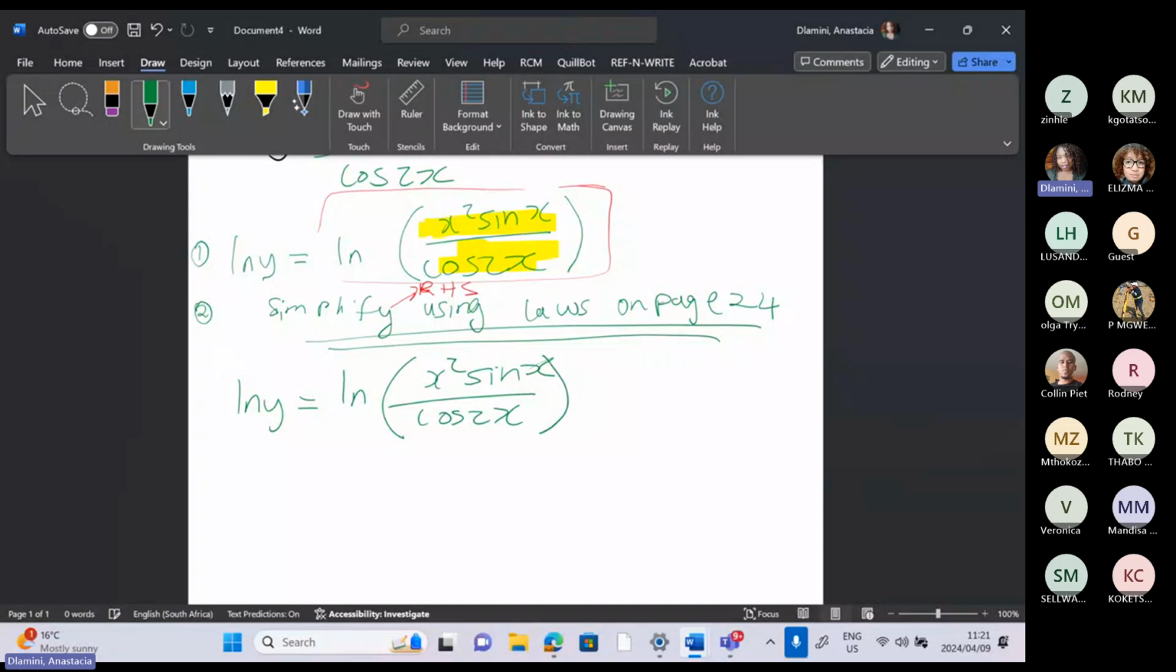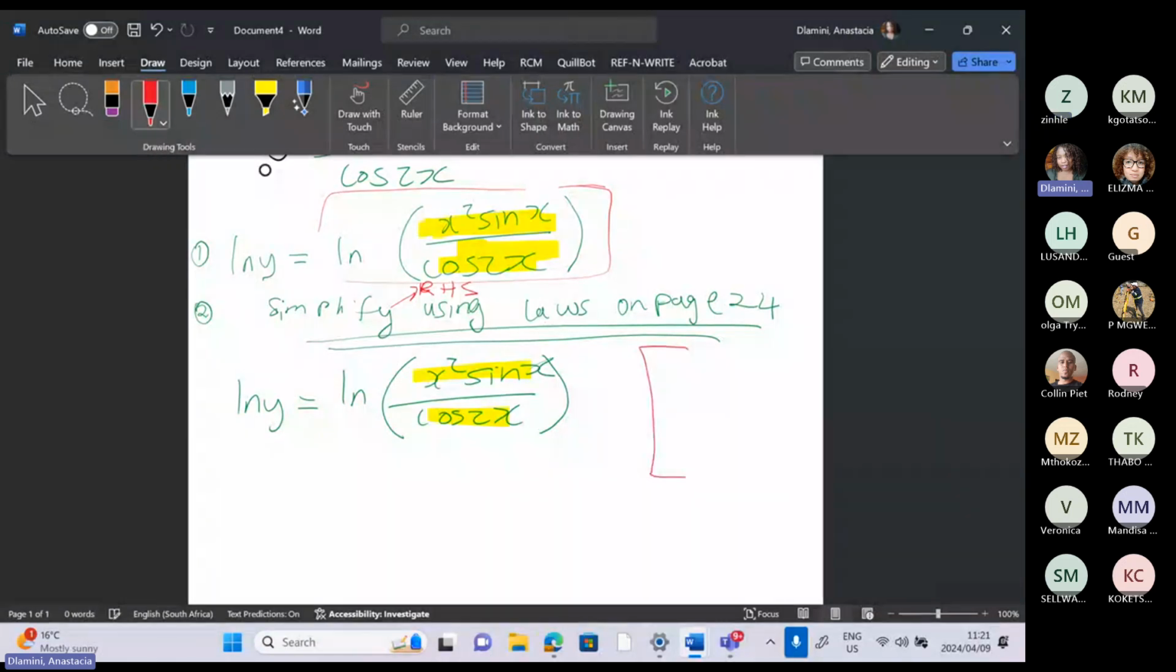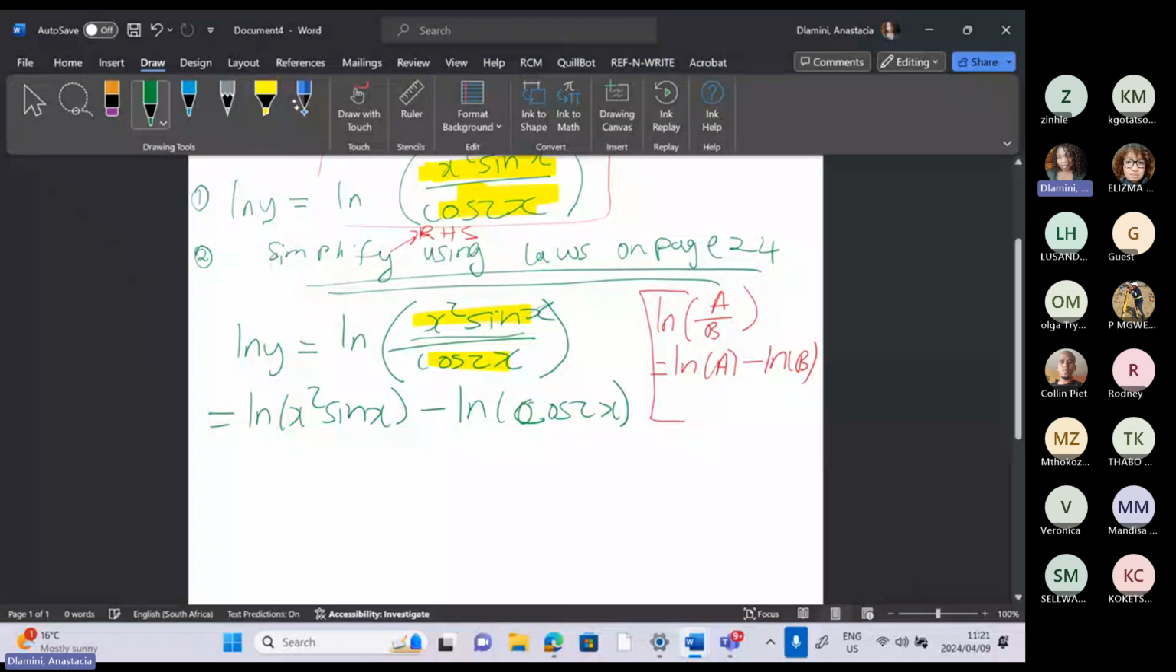So we have the top and the bottom. And according to the properties, the laws that we have on page 24, it says if we have ln of the top over the bottom, this is just equal to what? ln of A minus ln of B. Are we all together there? So meaning that this A is the top, our top is this. So this is ln of x squared sine of x minus ln of cos of 2x. Are we all together there?